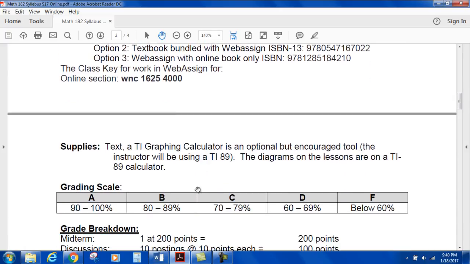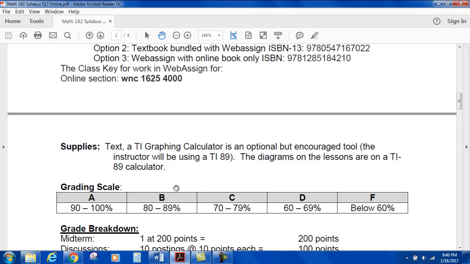Supplies: you need a textbook, you need a calculator of some type. I like to use the TI graphing calculators. You don't have to, but I like to use them. I like the 89. Some instructors don't allow the 89 for calculus. I do. I think it's a good tool.